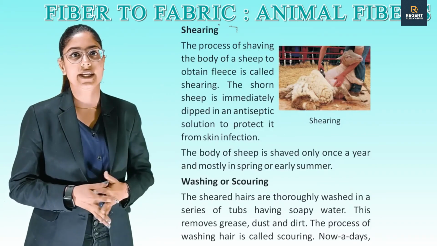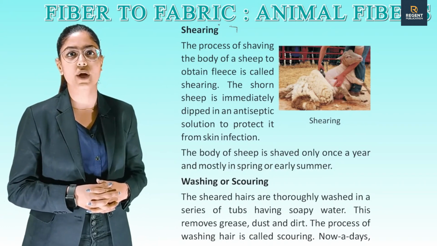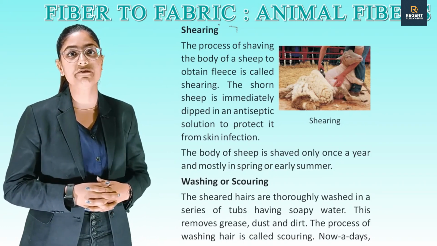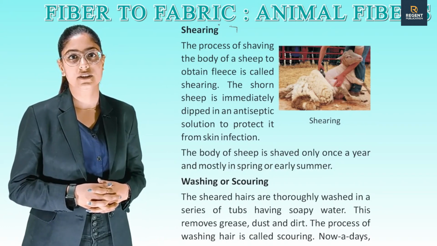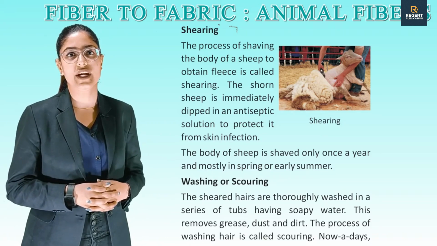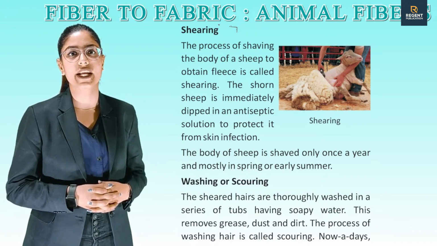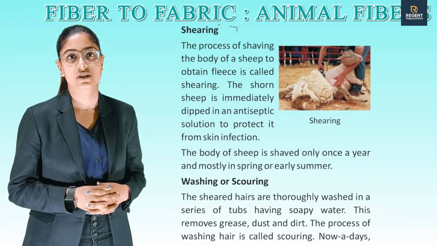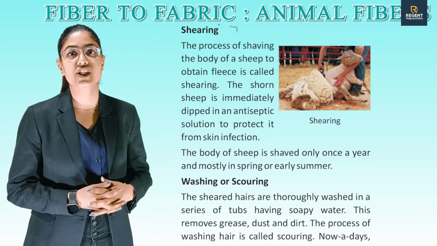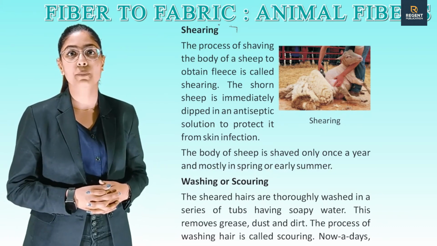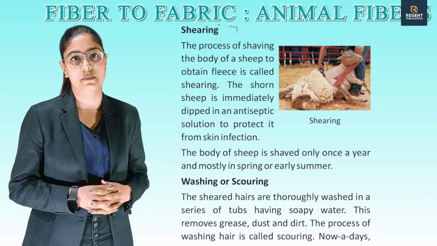Next is shearing. The process of shaving the body of a sheep to obtain fleece is called shearing. The shorn sheep is immediately dipped in an antiseptic solution to protect it from skin infection. The body of a sheep is shaved only once a year, and mostly in spring or early summer.